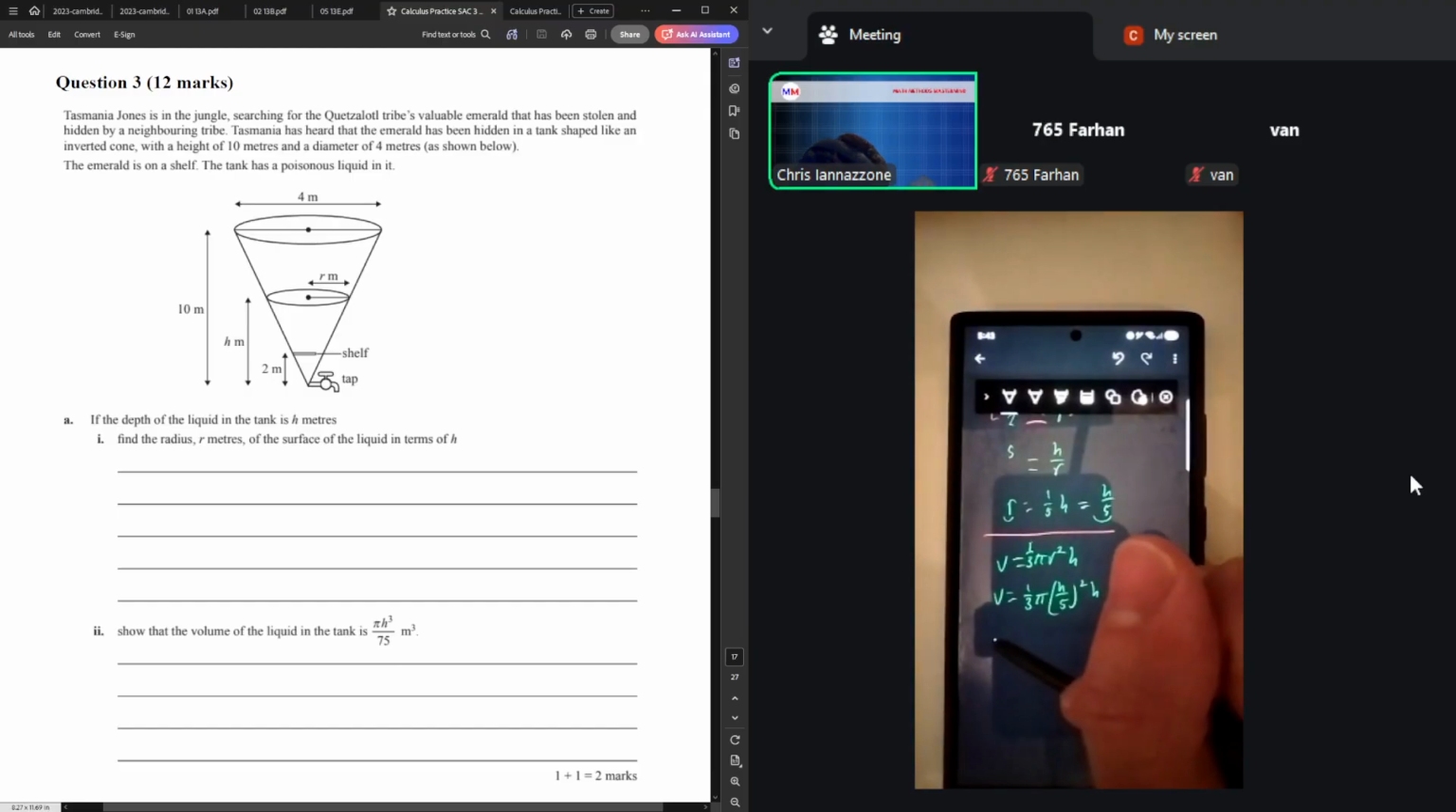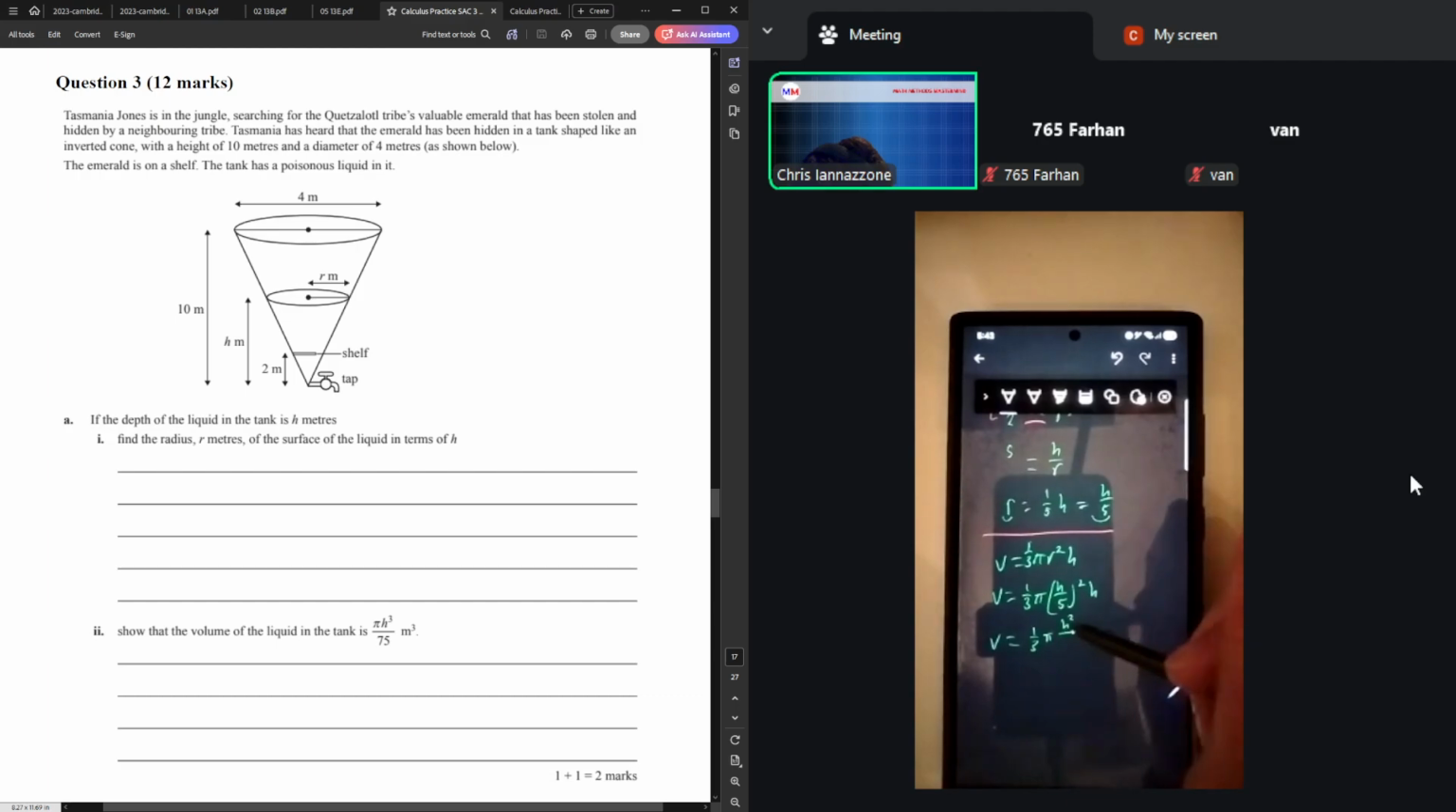And now from here it shouldn't be too hard to see how that's going to simplify into what we end up with. So it's going to be a third pi h squared over 5 squared, so 25, times another h. 25 and 3 is going to make 75. That's not a 5. This is a 5. So we're going to have the pi and the h squared, and h make the h cubed.